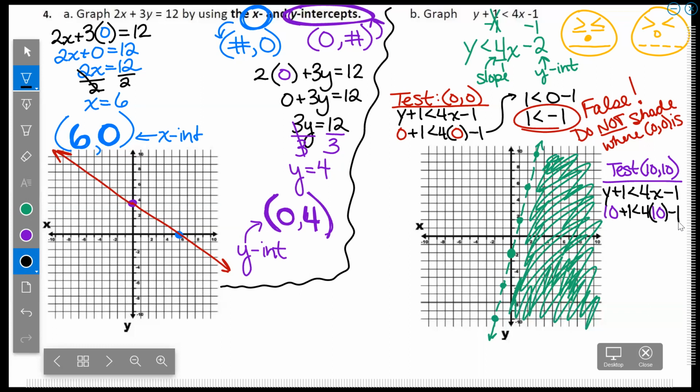What is 10 plus 1? 11 is less than, what's 4 times 10? 40 minus 1. What is 40 minus 1? 39. So I have 11 is less than 39. Is that true or is that false? Is 11 smaller than 39? That is true.